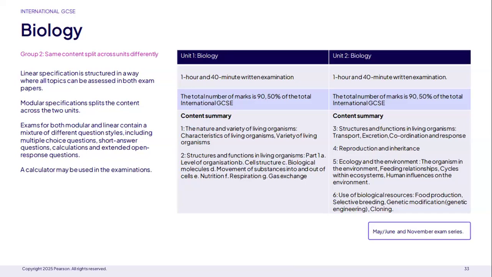So again, the linear specification, all topics can be assessed in both exam papers, although the specification identifies some areas that will only be in paper 2. The modular specification splits the content across the 2 units so that you know which content will be on which paper. And they're both 1 hour, 40-minute examinations, both 90 marks, and they're both 50% of the total GCSE.